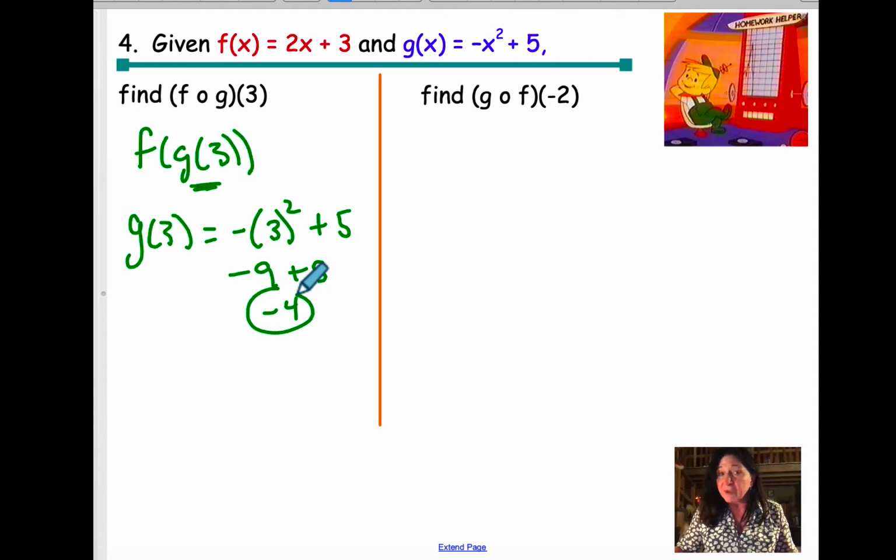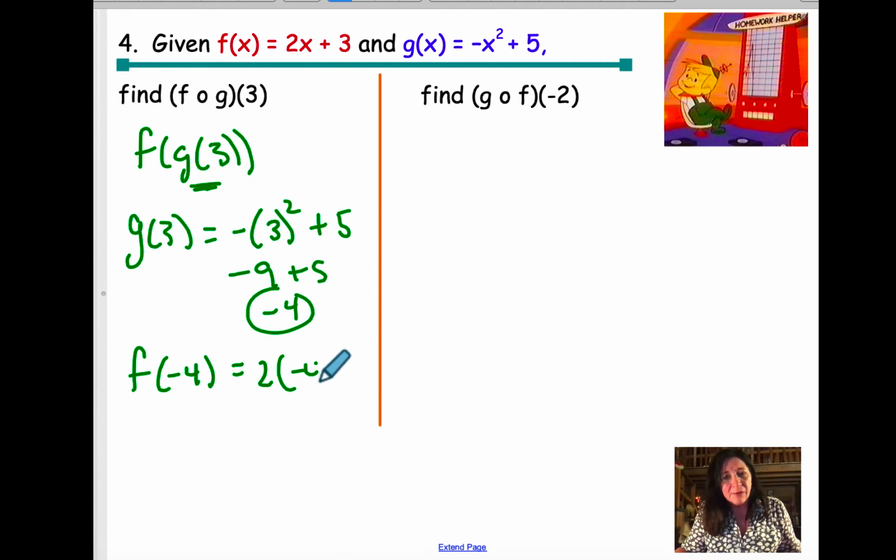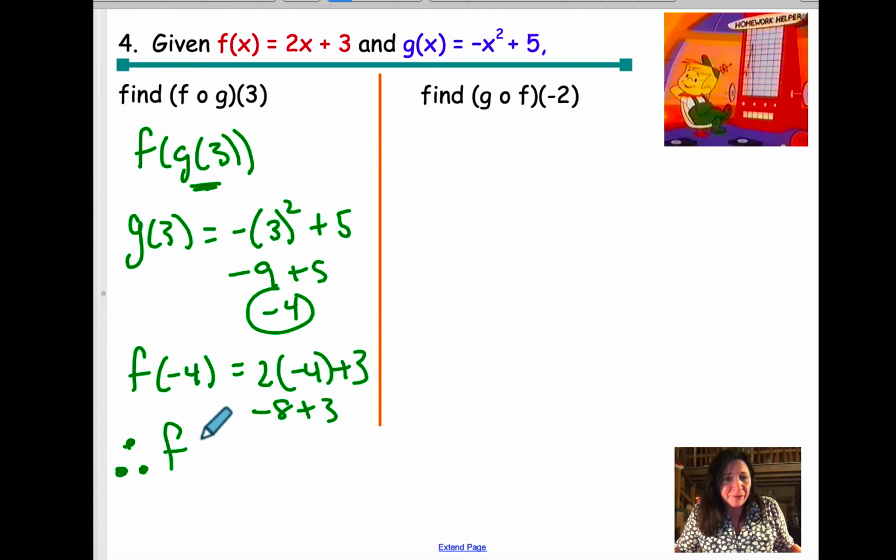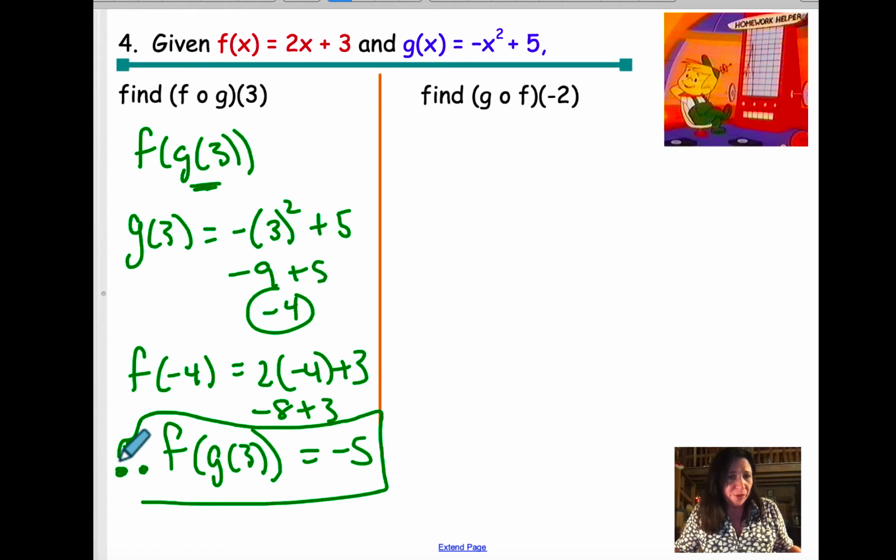Now I'm going to take -4 and plug it into the f part of the equation. So f of -4 is 2 times -4, and then add 3. That's -8 plus 3, which is -5. So I would write, therefore, f of g of 3 is equal to -5. And that's my final answer for this one.